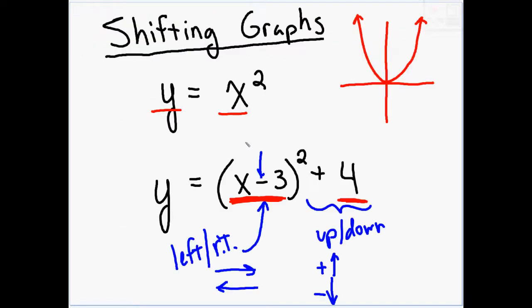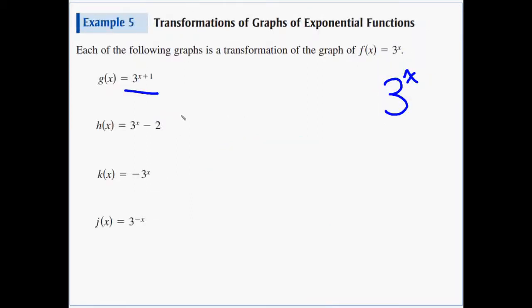This is similar to what's going on in here. We're messing around with the x variable before the operation, so this is going to be a left or right shift, and it's going to be sort of counterintuitive. So that's an x plus 1 power. That's going to be a shift to the left 1 unit.